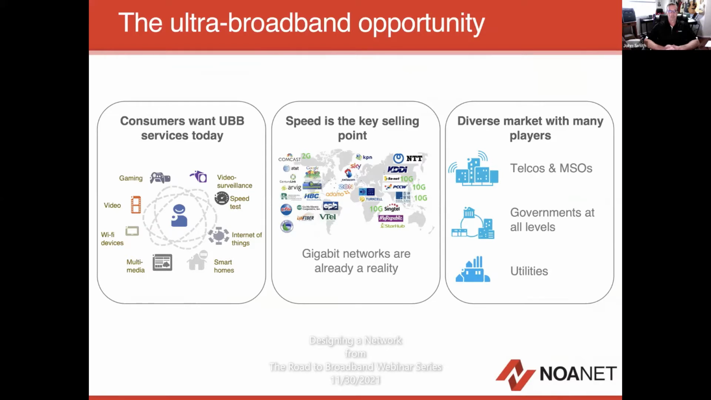Consumers want ultra broadband, right? Wireless may serve their current needs, but there's no guarantee that wireless is going to serve their future needs. And there's just a list of services that people utilize for broadband today, but who knows what's going to be happening tomorrow or 10 years from now, when that fiber infrastructure will still be in place. And speed is a key selling point. Cost is also a big component of it, but speed is definitely there.